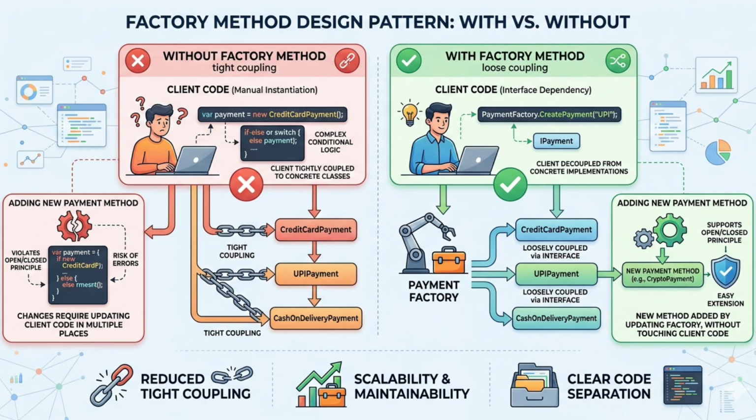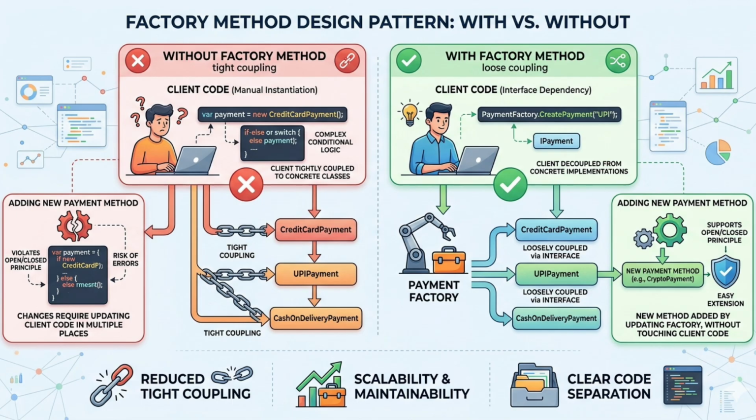Without the factory method pattern, object creation is typically done directly within the client code using constructors. For example, a developer might write var payment = new CreditCardPayment(), or use multiple conditional statements to decide which object to create. This approach leads to tightly coupled code, where the client is directly dependent on specific classes. As a result, any change in the object creation logic requires modifications in multiple parts of the application, increasing the risk of errors and making the system harder to maintain.